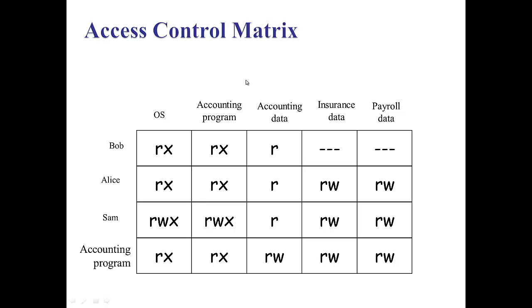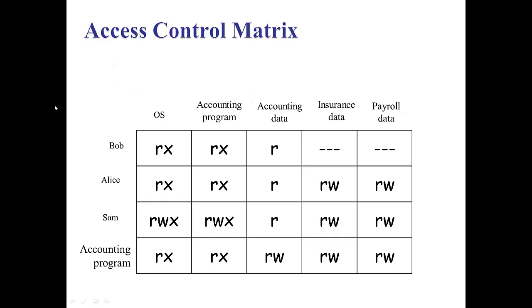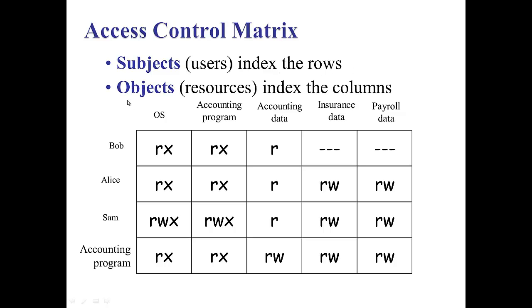Also, in Unix or something, we always talk about the access control matrix. This is the access control matrix. The subjects, Bob, Alice, Sam, index the rows. But the objects, for example, OS, account program, account data, insurance data, payroll data, index the columns. R means read, X means execute, W means write.